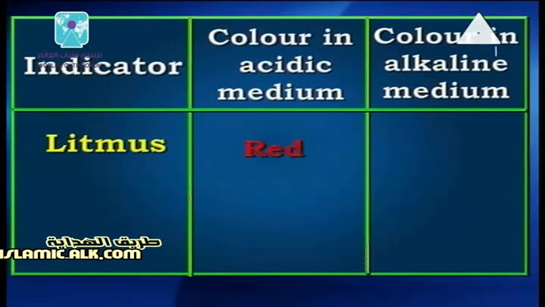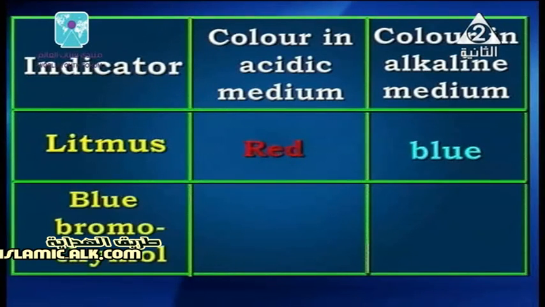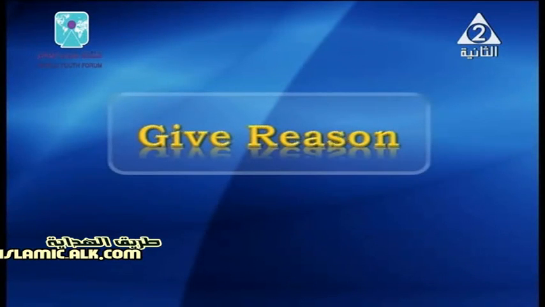Litmus has red color in acidic solution and blue color in basic solution. And the last one is bromothymol blue. Here its color is yellow in acidic medium and blue in alkaline medium. So we have some give-reason questions on this table.